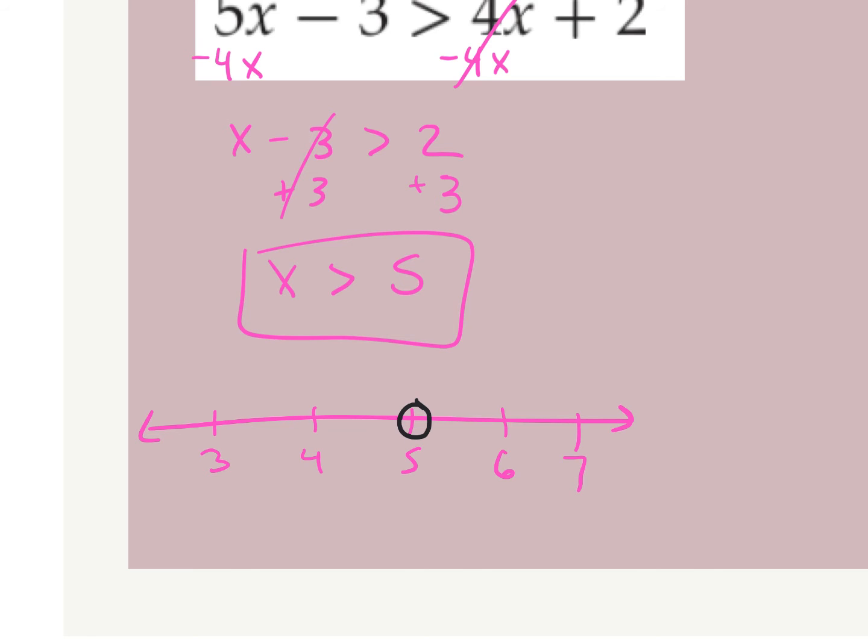And then am I going to shade to the right or to the left? To the right. Why? Because x is greater than 5, and 6 is greater than 5, so I shade in the direction of 6. Just make sure you have an open circle at 5, and then you shade everything to the right of that.